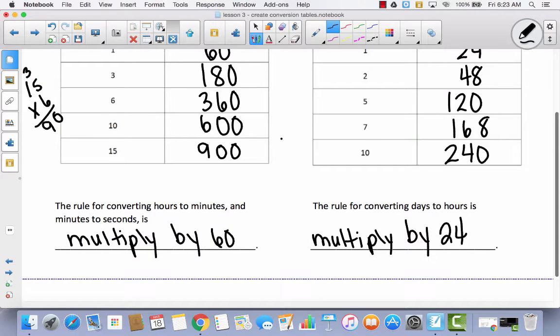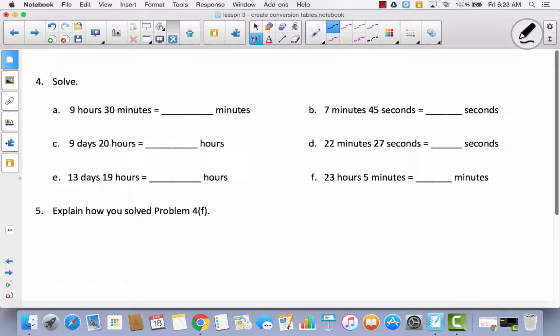All right, moving right along. Now we're going to solve some problems. 9 hours and 30 minutes, and we want to know how many minutes. So we've already kind of converted this, but I think we can probably do this pretty easy. To go from hours to minutes, you have to multiply times 60. So 9 times 60. What would that be equal to? Well, that would be equal to 540. So now I have to take my 540 and add that to 30, and that gives me 570.